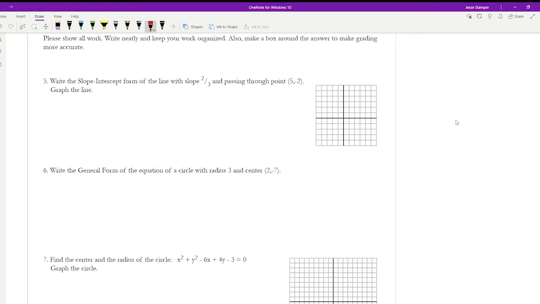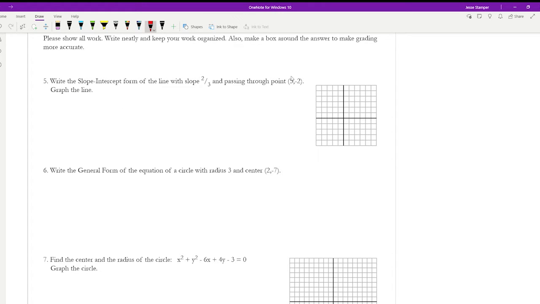Hello everyone. Let's go ahead on to page 2. Now with number 5, I wanted you to write the slope-intercept form of the line with slope 2/3. So I gave you the slope, passing through point (5, -2). Now, I also want you to graph the line.